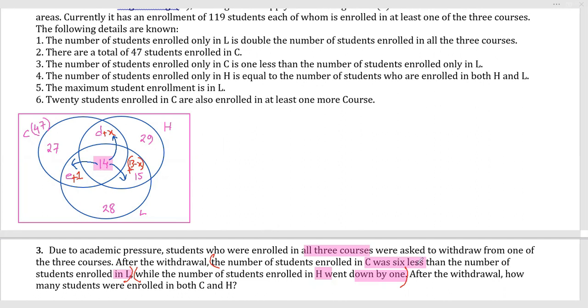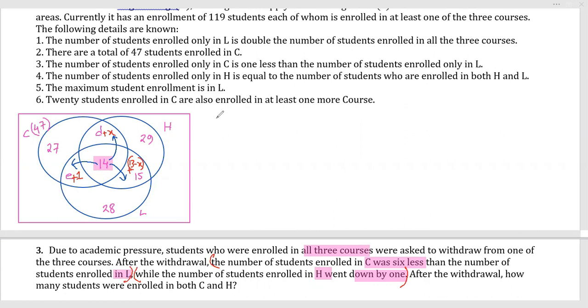Condition number 1: C is 6 less than the number of students enrolled in L, and H is coming down by 1, which I need to consider. H coming down by 1 is already considered. Now C was 6 less than L, that I need to find out. What is the value of 6?